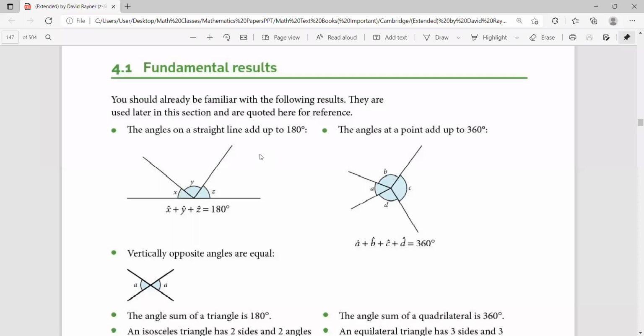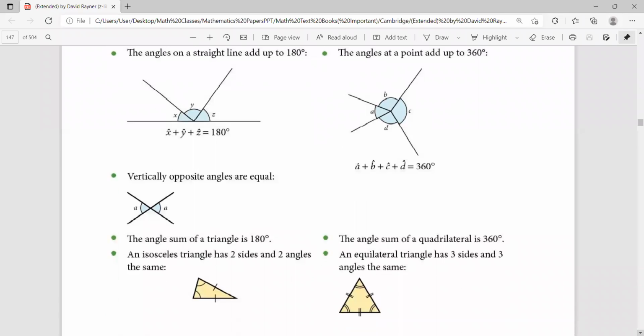Now, up to now, you all have learned the angles on a straight line add up to 180. Angles at a point add up to 360. Vertically opposite angles are equal. Then the angle sum of a triangle is 180. The angle sum of a quadrilateral is 360. And in an isosceles triangle, two sides and two angles are the same. And in an equilateral triangle, three sides and three angles are the same, right?